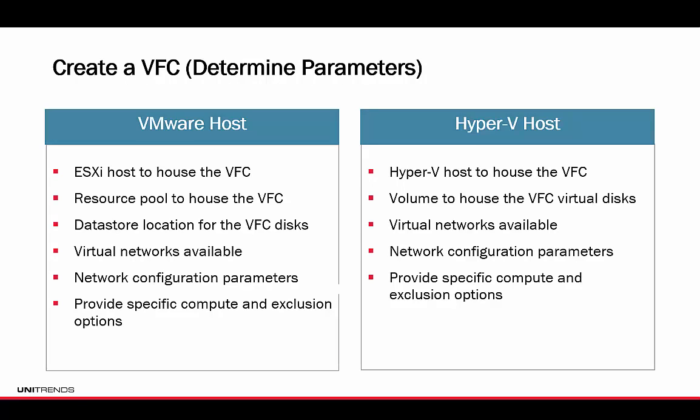All right, when you create a VFC, you're going to determine some parameters. Once again, we talked about this a little bit before. When you're pointed to VMware and Hyper-V, take a look at which host you want it to go on. Check your volumes, your resource pools, and where you're going to put your virtual disks. You get to choose all this storage, all these options. Which network settings are you going to use? Which network configuration? You put in the IP addresses that you're going to actually use to boot the VFCs off of, running the Unitrends agent in here.